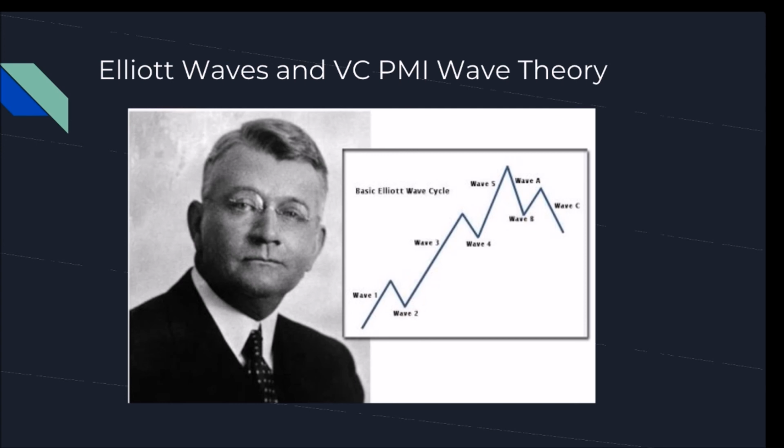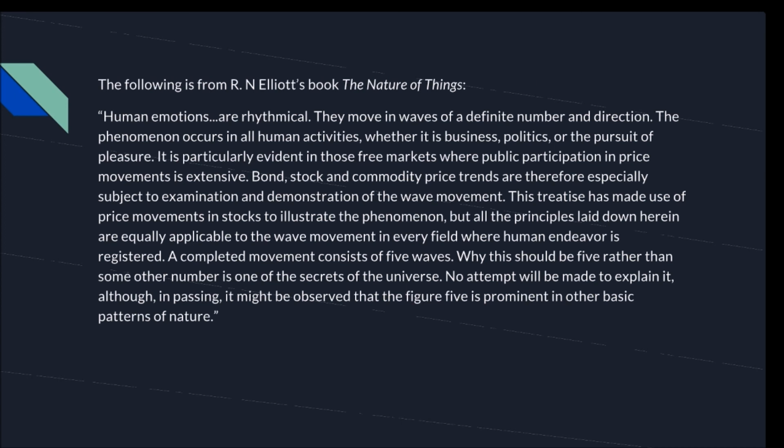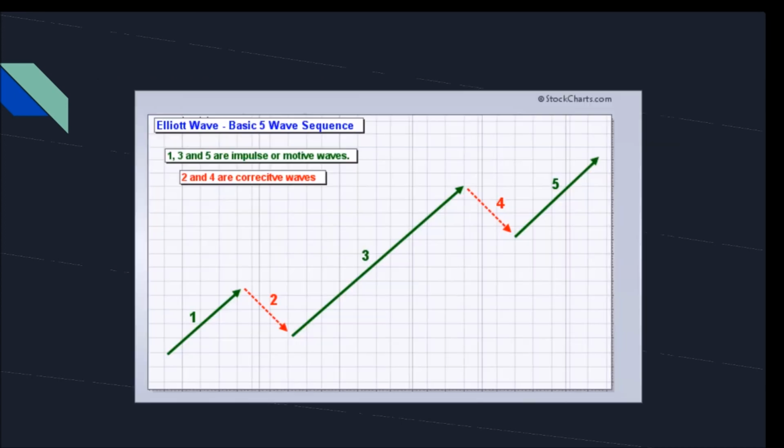A complete movement consists of 5 waves. Why this should be 5 rather than some other number is one of the secrets of the universe. No attempt will be made to explain it, although in passing it might be observed that the figure 5 is prominent in other basic patterns of nature. End of quote.